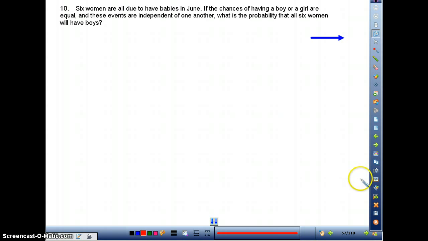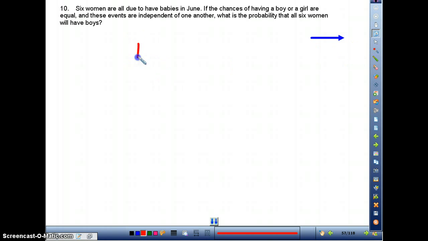Number 10, 6 women are all due to have babies in June. If the chances of having a boy or a girl are equal and these events are independent of one another, what's the probability that all 6 women will have boys? What's the probability of the first woman having a boy?